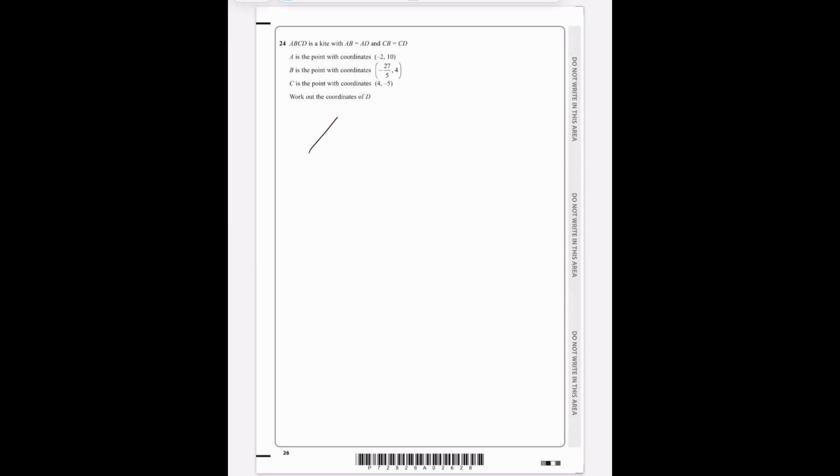Question 24. This is one of those questions where I do a horrendous drawing of a kite and then play about with it. So we've got our kite ABCD, where AB and AD are equal, and BC and CD are equal. It gives us A as (-2, 10), B as (-2/5, 4), and C is (4, -5), and we have to work out D.